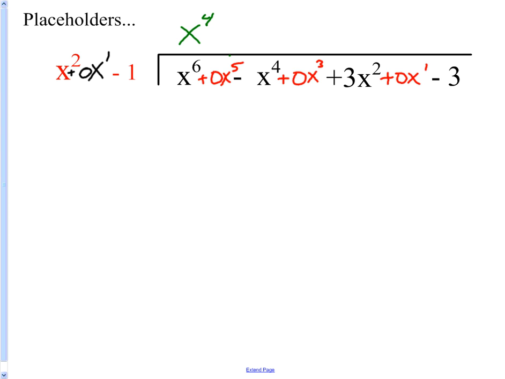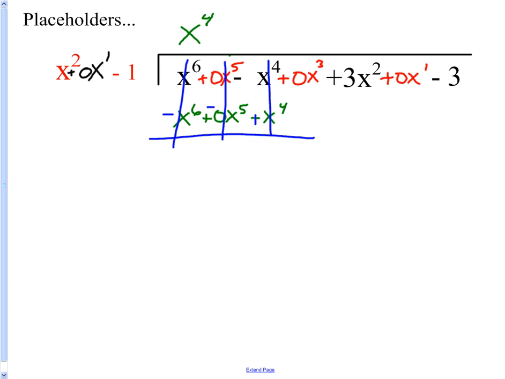Okay, so this is how I'm going to start. Then x to the 4th on top. X to the 4th times the x to the 2nd is x to the 6th. X to the 4th times the 0 makes 0x to the 5ths. And then x to the 4th times negative 1 makes negative x to the 4th. I change all the signs on it. And then these will cancel, and negative x to the 4th and positive x to the 4th, that cancels too. Wait a minute, everything's gone.